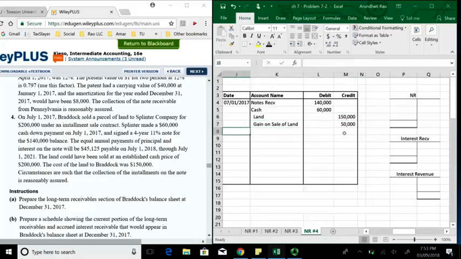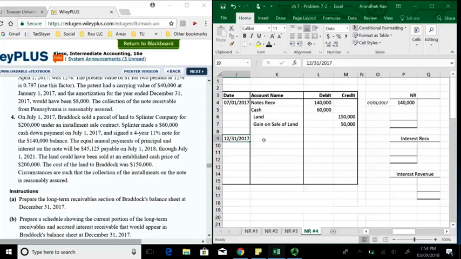The only piece of information that's relevant for our problem right now is this $140,000. So we didn't need to do this journal entry, but again, I'd like to show you where I'm getting the numbers in my T account. December 31st, 2017. I'm not getting any cash. I'm not getting any interest. I'm not getting the first installment. That's going to happen on July 1st, 2018.